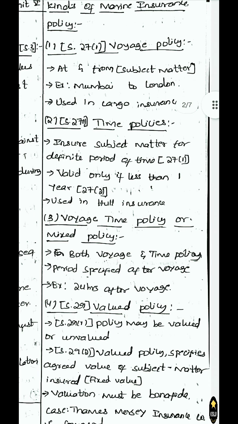The next is time policies. The next kind of marine insurance policy is the time policy, where the subject matter is insured for a definite period of time. Instead of a voyage from one destination to another, the subject matter is insured over a period of time. The time of insurance is specified in this type of insurance. It is valid only if less than 1 year, so the period is 1 year, not more than that. Used in hull insurance.